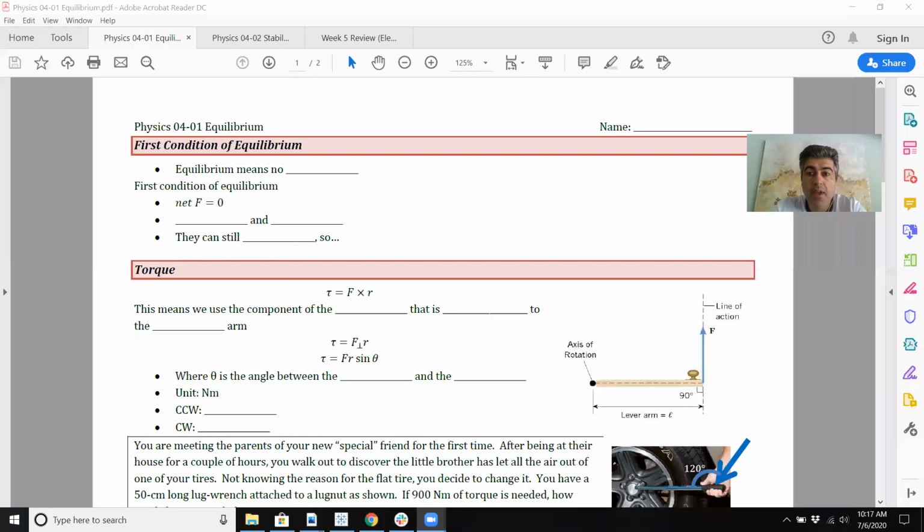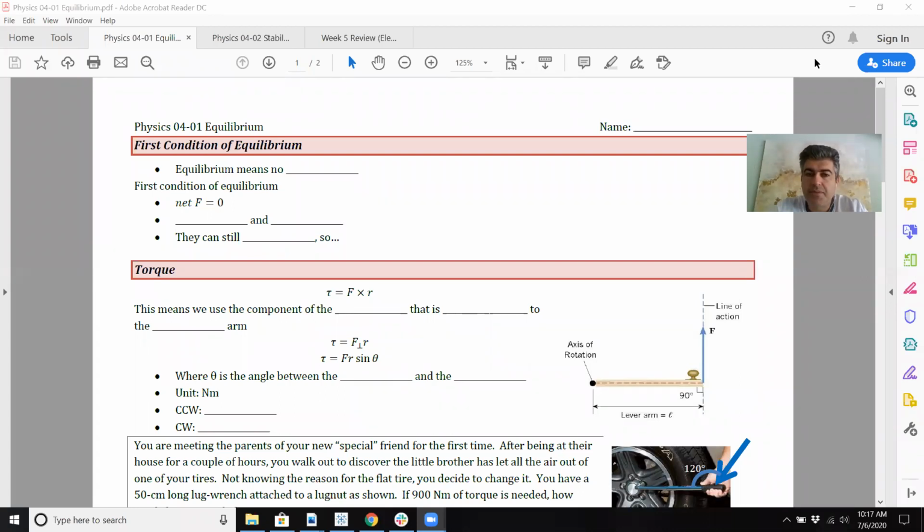Start 4-1. So again, I didn't give you guys any homework for the weekend. And let's go ahead and start sharing. Okay, so we'll start with 4-1.